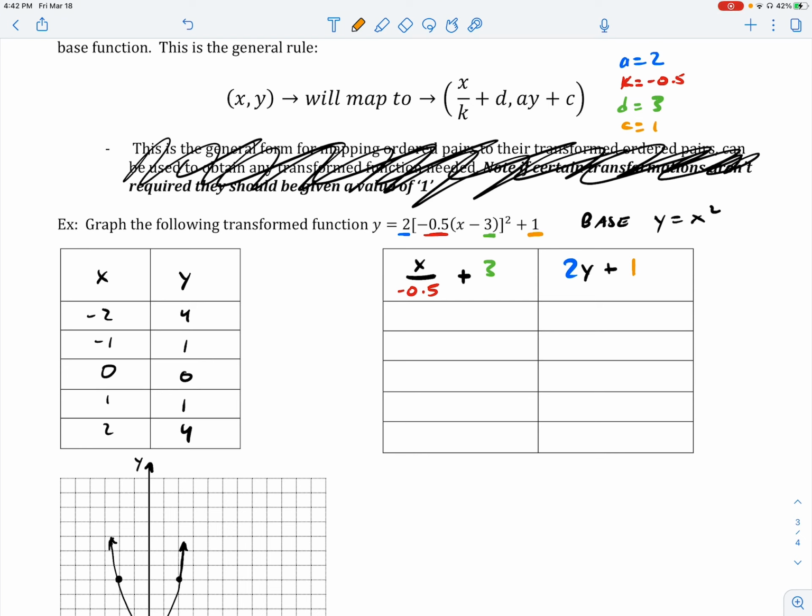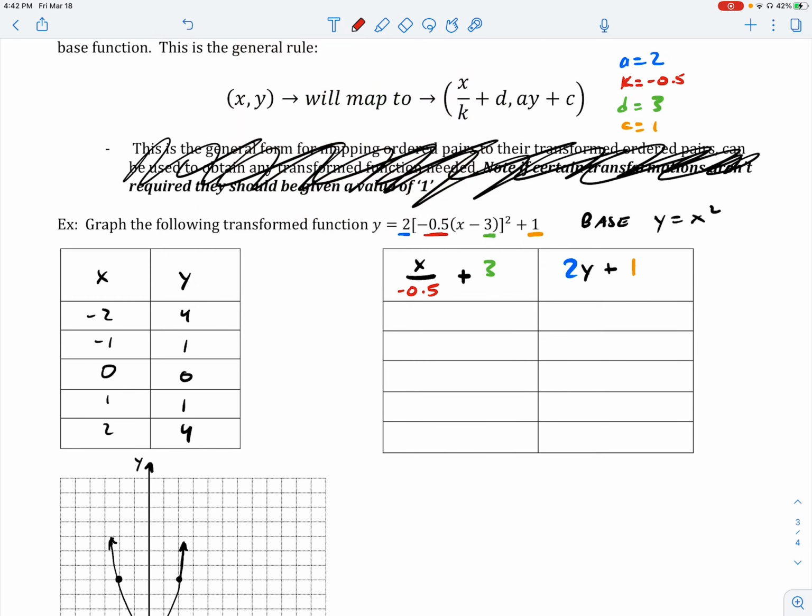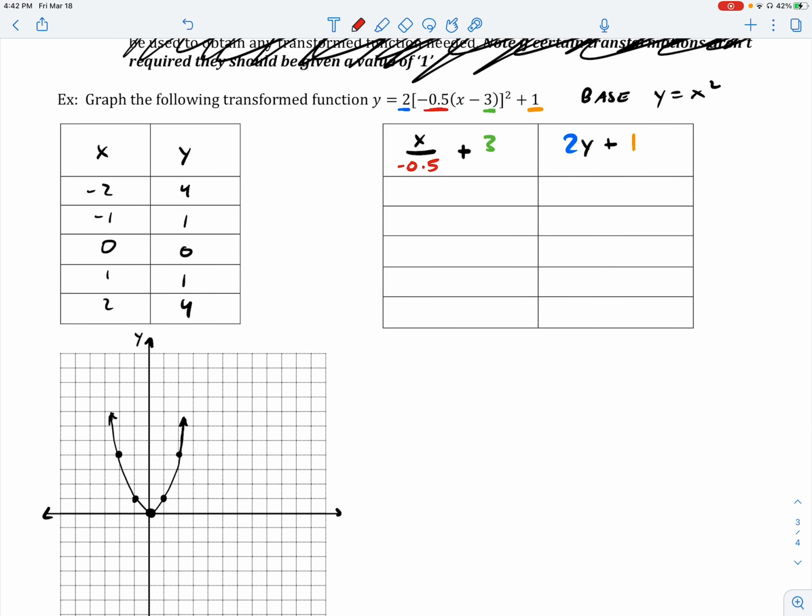That was the C value. So we can just plug these in. Take all my X values, plug them into X here, and do our calculations. Some of these aren't going to be fun, but they will work. I'm going to do all of this in red, and then I'll do the graph in red. So negative 2 divided by negative a half plus 3. Negative 2 divided by negative a half is actually positive 4. 4 plus 3 is 7. So negative 2 turns into positive 7.